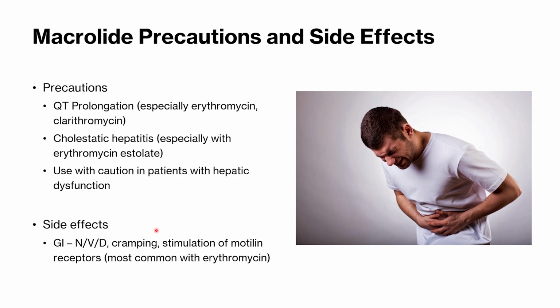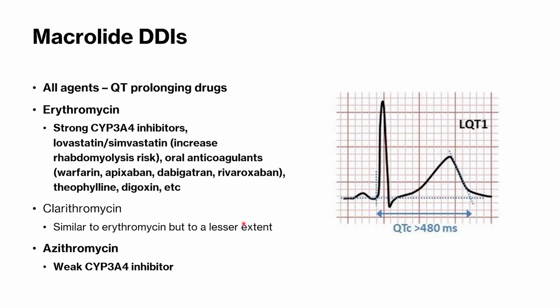Side effects, GI, especially nausea, vomiting, diarrhea, cramping, and then the interesting one, it actually stimulates motilin receptors, which is most common with erythromycin. So sometimes in the ICU, you might see somebody that they give erythromycin just to get their gut working again. So it's not a chronic use type thing. You will gain a resistance to it, but you can use it acutely to get a little bit of prokinetic going on, a little prokinetic agent there.